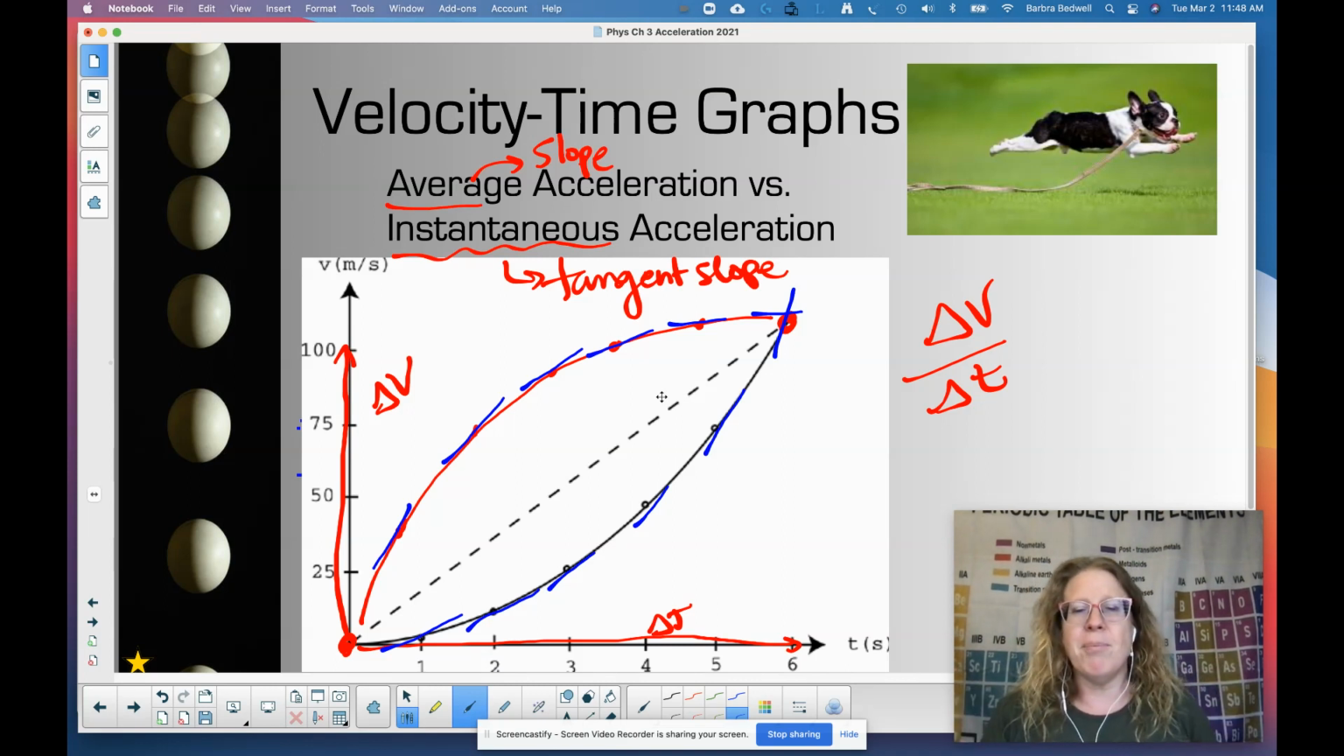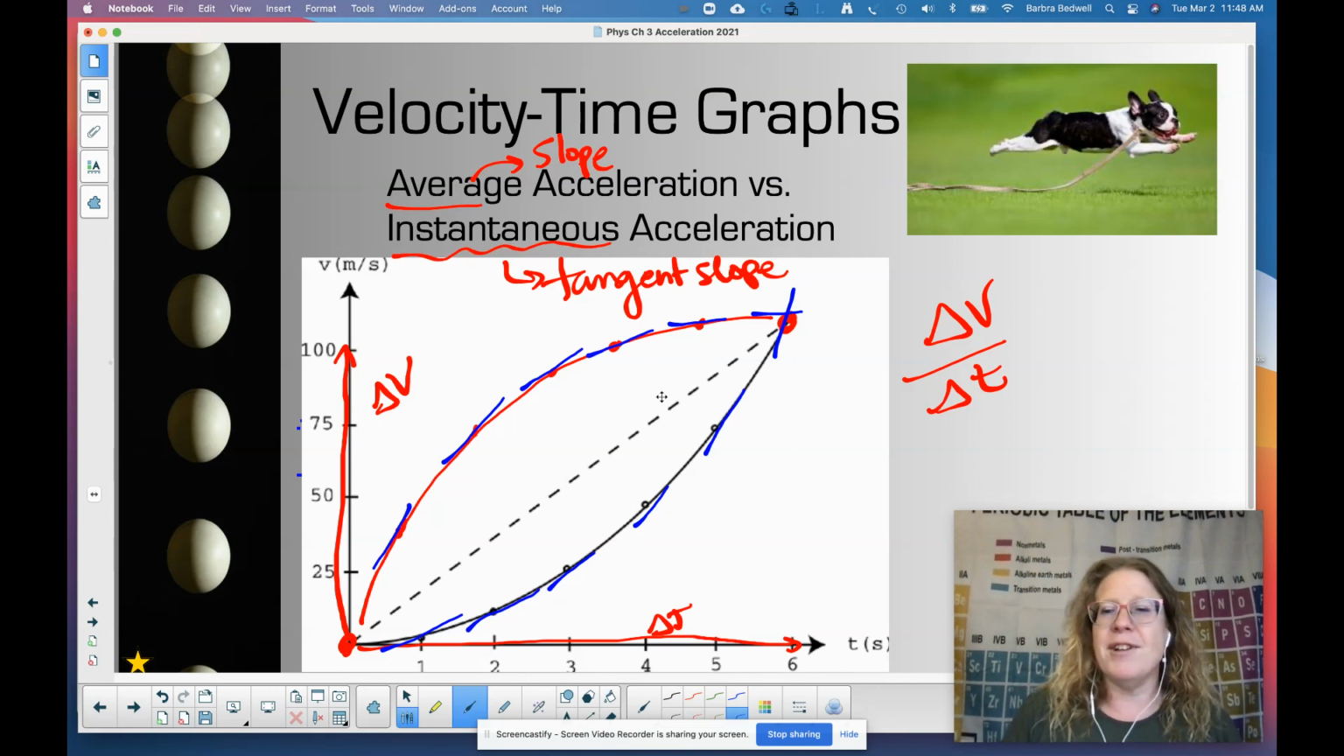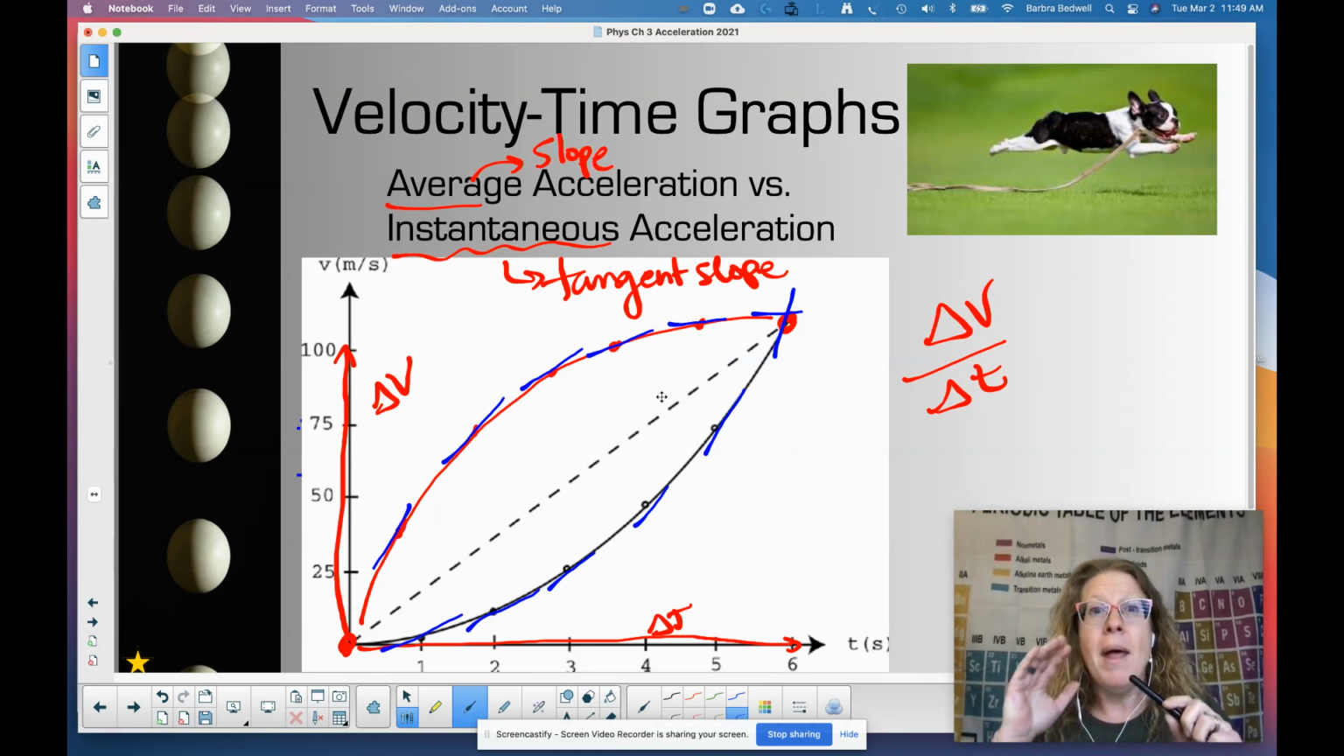So just as a brief introduction to what we've got with velocity time graphs, most of the time we will be dealing with linear velocity time graphs, but now you know kind of how you can sort of deal with or interpret curving velocity time graphs and looking at their individual instantaneous accelerations. So there you go. Mostly what we're doing, again, linear velocity time graphs.